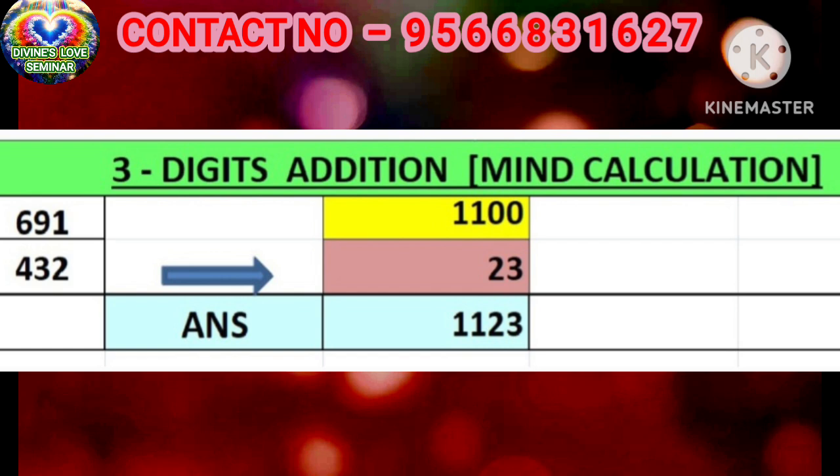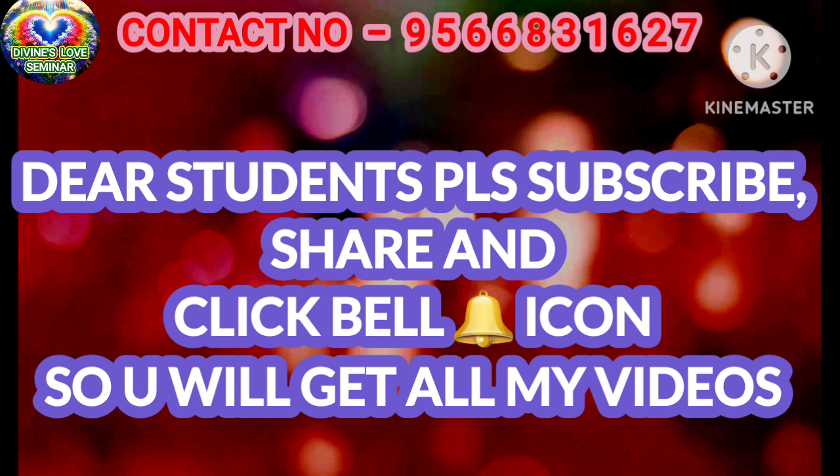Then go to tens place. 90 plus 30 is 120. 100 we calculated. So, how should you calculate? 1120. 1120 plus what? Ones place number. 1 plus 2 is 3. So, 1123 is the answer.